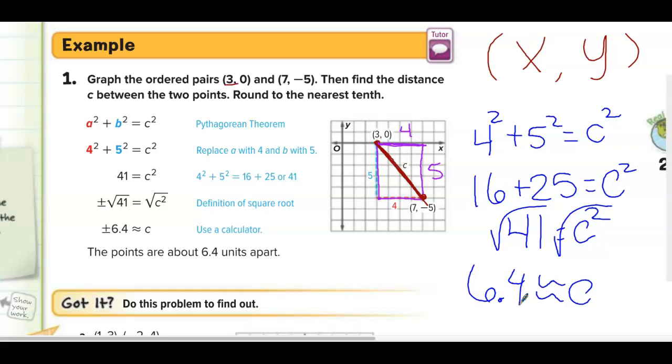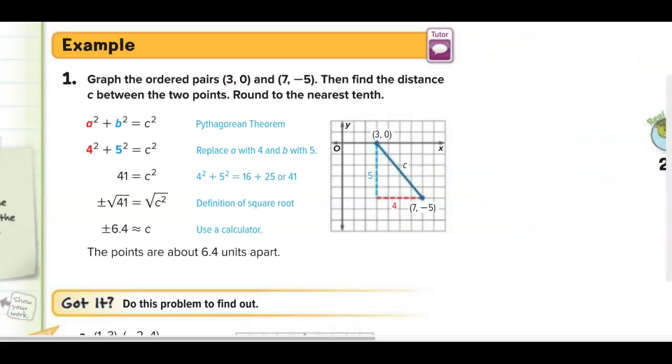Okay, so this is finding the distance using the Pythagorean theorem. We can actually find the distance formula by using the Pythagorean theorem. So, what did we say previously? How do you find the horizontal change? What did we do just a minute ago on that previous page to find the horizontal, without counting? Subtract the x's.